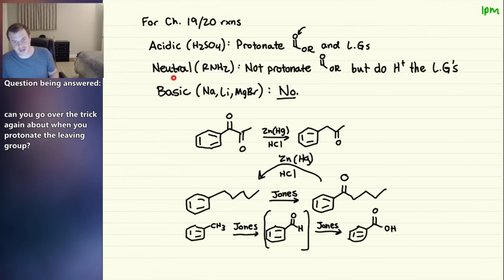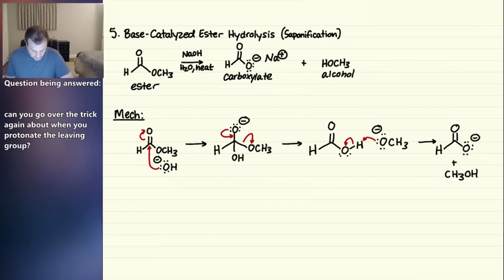Then there are the neutral reactions. The giveaway for that is the presence of RNH2. In that reaction, you don't protonate the carbonyl, but you do protonate the leaving groups. And then finally, some of the reactions are basic. You know it's basic if you see sodium, lithium, or magnesium. You don't protonate either the carbonyl or the leaving groups. So we can go through and look at some of those reactions and see that this works. And again, this is a trick for helping to memorize the mechanisms for these reactions.